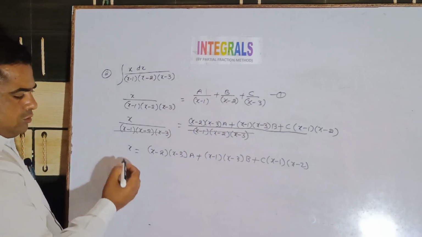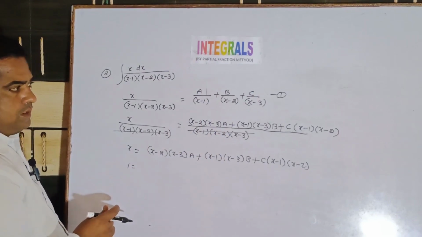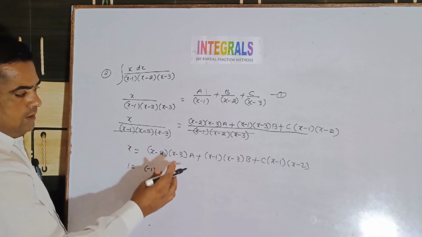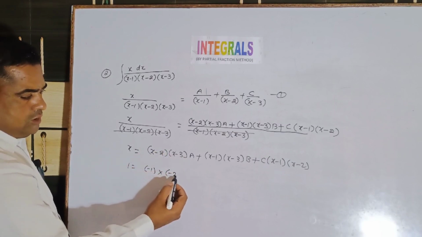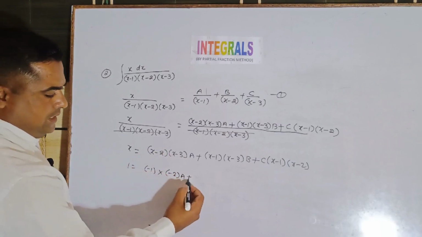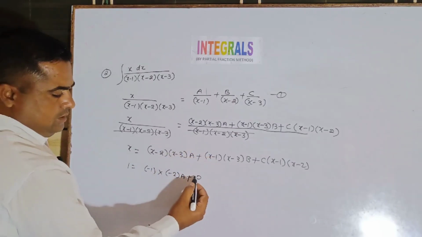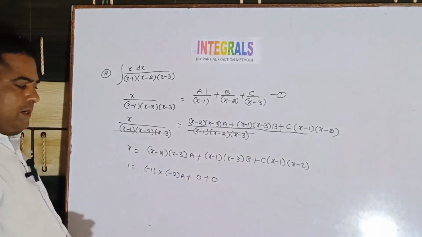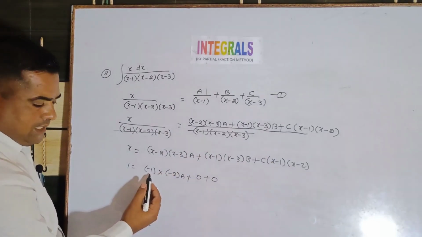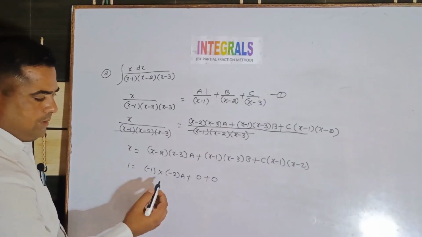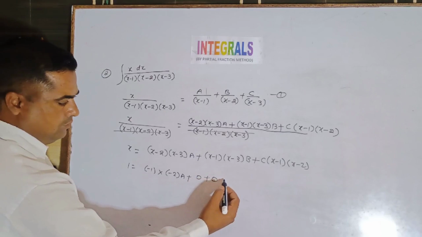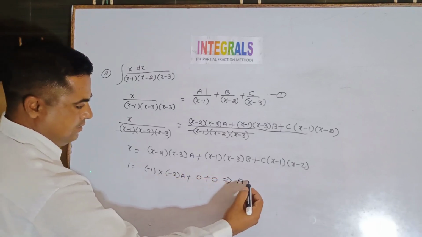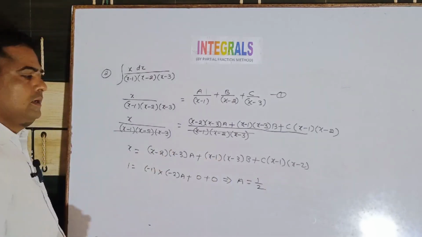If we put x equals to 1, so we will get here 1 is equals to 1 minus 2, so this will be minus 1. 1 minus 3, this will be minus 2 into A plus 1 minus 1, 0. So this whole part will be 0. 1 minus 1, so this will be 0. This whole part will be 0. Minus minus plus and this will be 2A equals to 1. The value of A will be 1 upon 2.